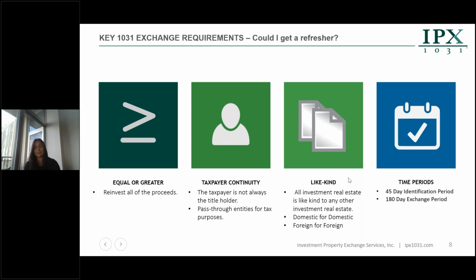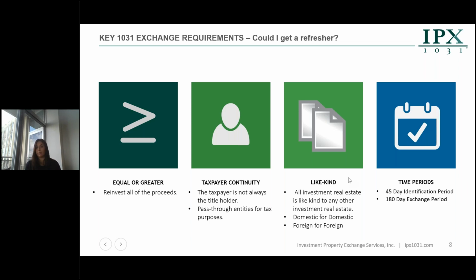The advice we always give clients is to plan ahead as much as possible, because these time periods go very, very quickly. Within the 45 days, you do have some wiggle room. You can identify property, revoke an identification, identify something else. But once that 45th day hits, you are stuck with what you've identified, and those are the only properties that you can purchase to complete the exchange.